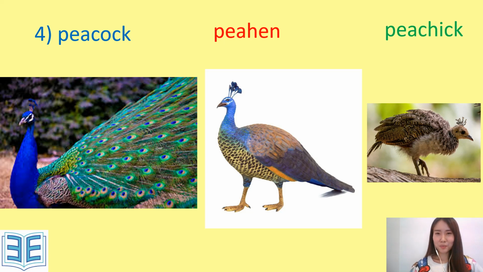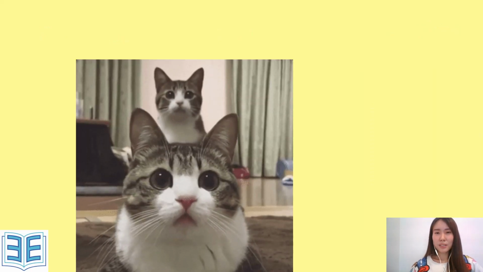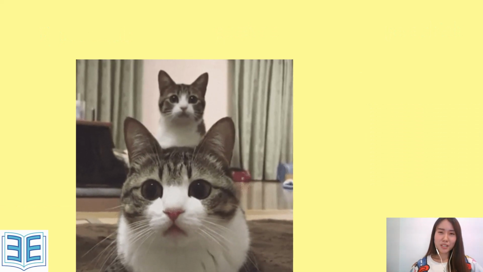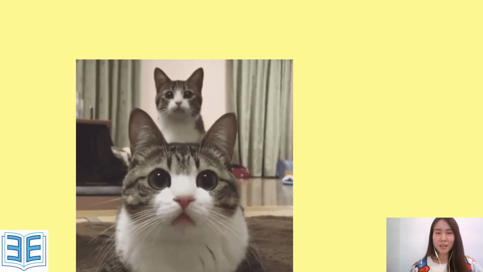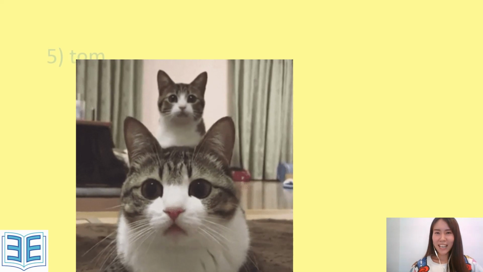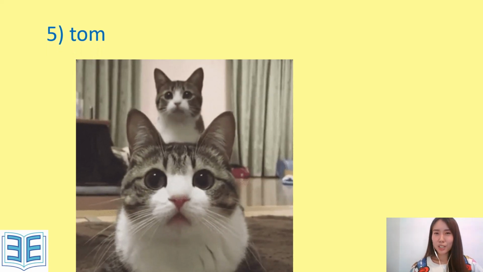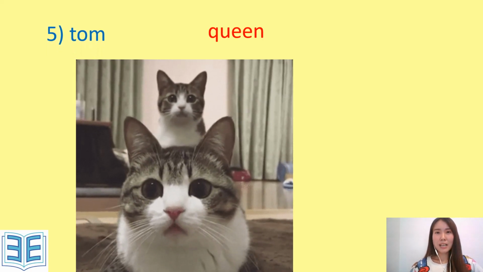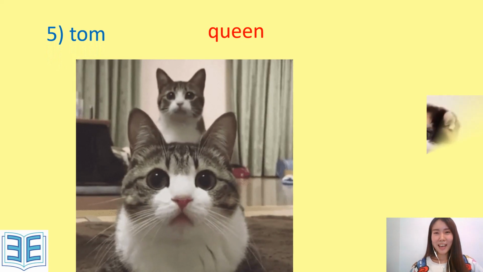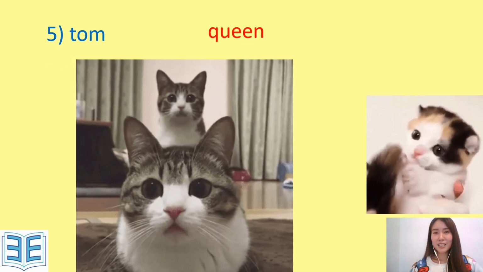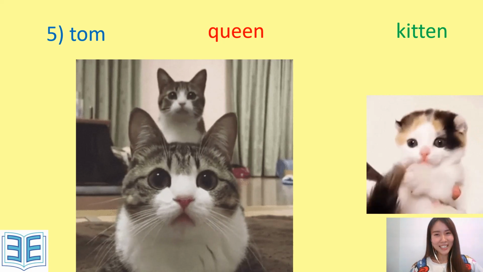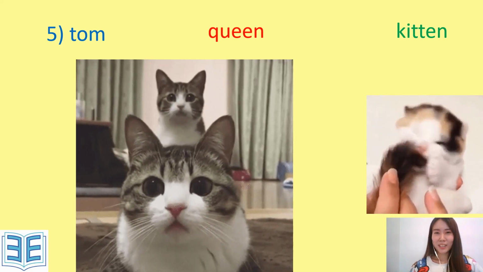Easy, right? Number 5. Have you watched the cartoon Tom and Jerry? Yes, for the male cat, it's known as Tom, but for the female, it's the queen. And then the baby, it's a kitten. It's not kitty, it's a kitten.